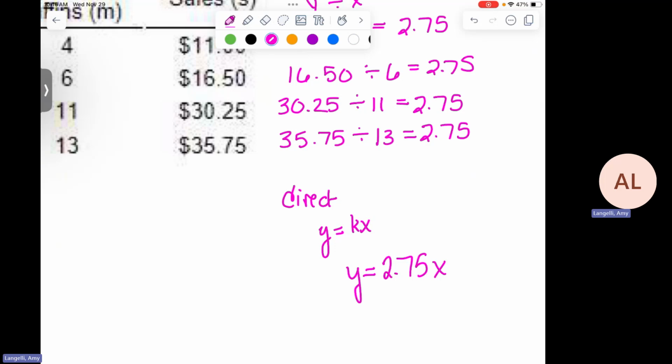What do you guys think about 2.75? Do you think that's exactly what it is? It's how much each muffin costs. It's the price per muffin.